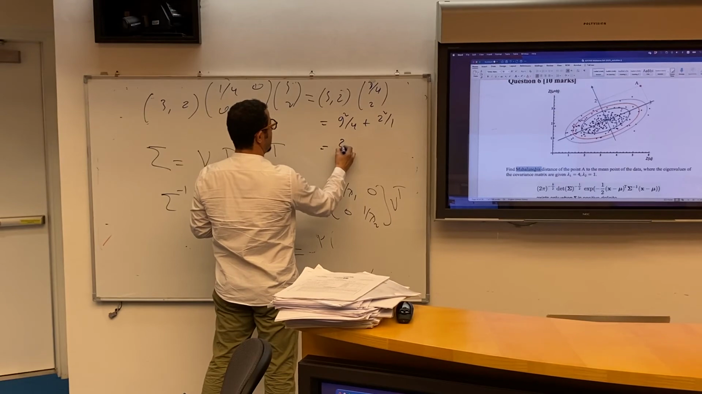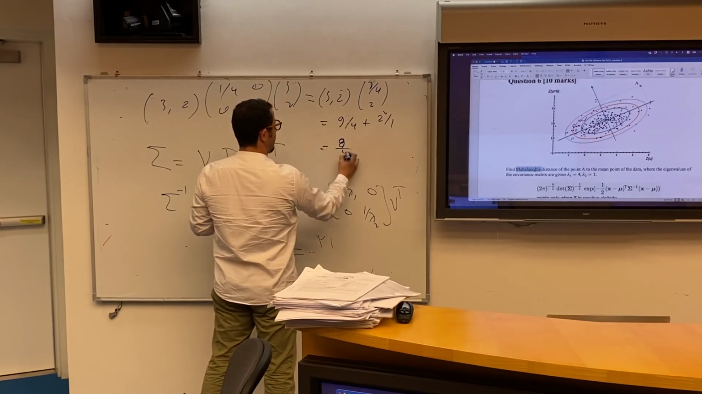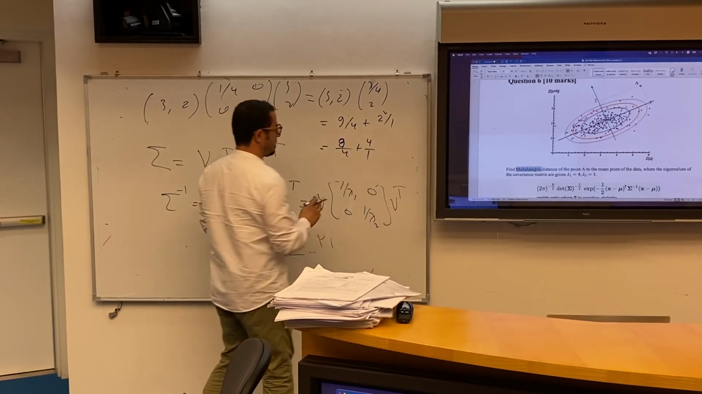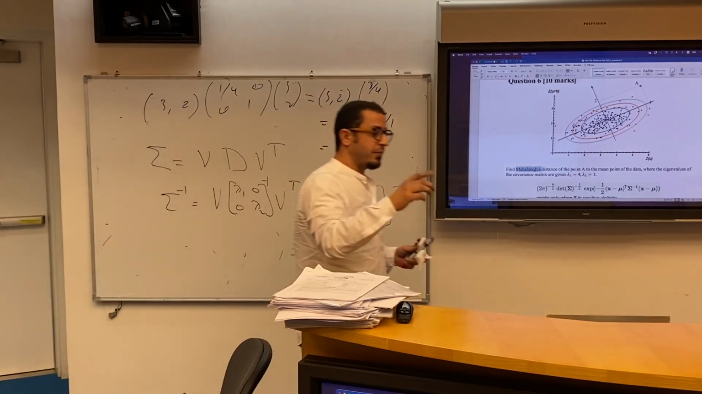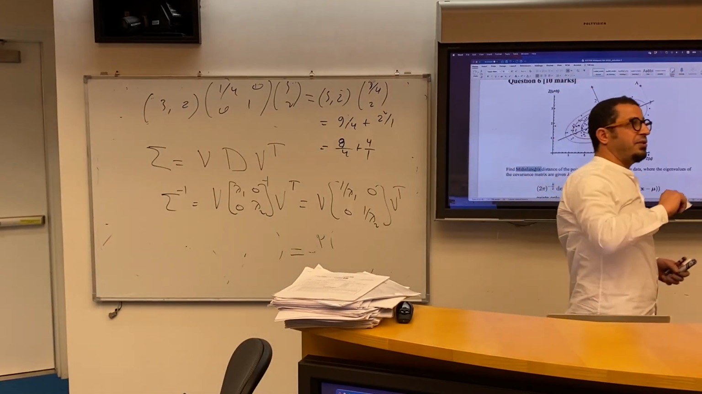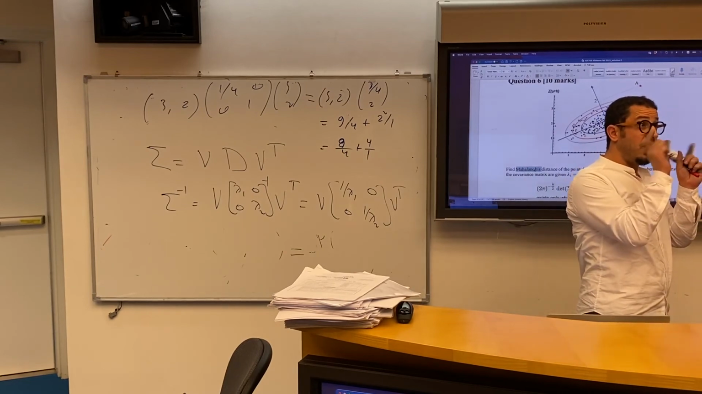So it will be, no, sorry, 9. 9 out of 4 plus 4 out of 1. This is the distance. But look here, what does it mean here? Look here, as you told me, it's Pythagoras theorem. It's correct, but with small change.